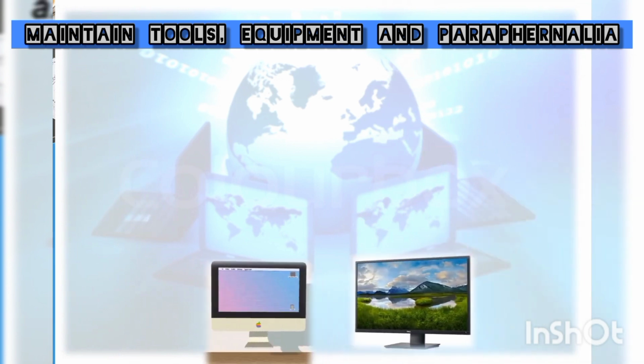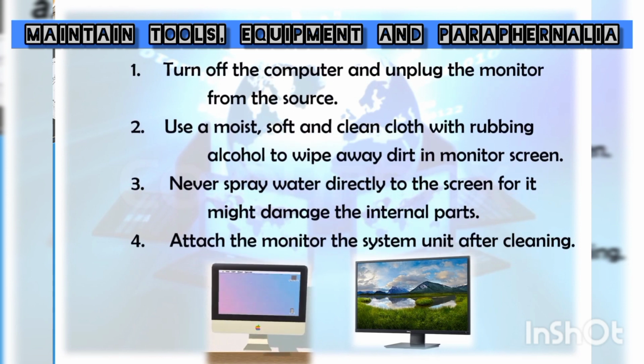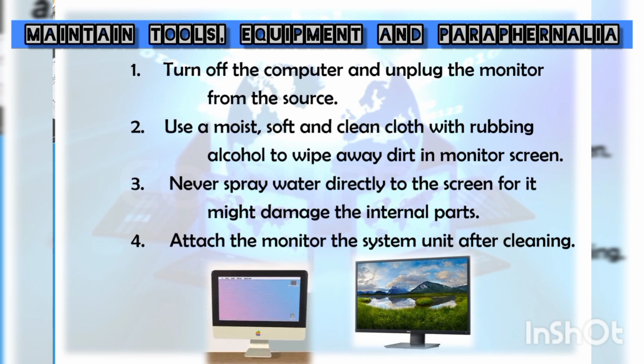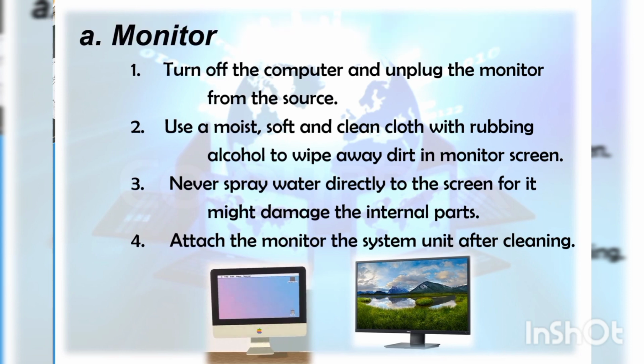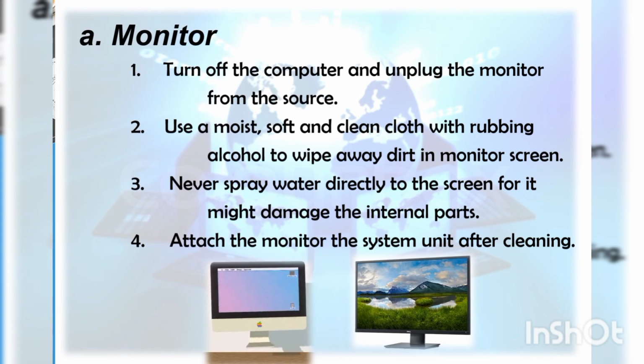Okay, our first component is the monitor. Here are the proper ways to clean the monitor. First, turn off the computer and unplug the monitor from the source. Second, use a moist, soft, and clean cloth with rubbing alcohol to wipe away dirt on the monitor screen. Third, never spray water directly on the screen, for it might damage the internal parts. Then fourth, attach the monitor to the system unit after cleaning.